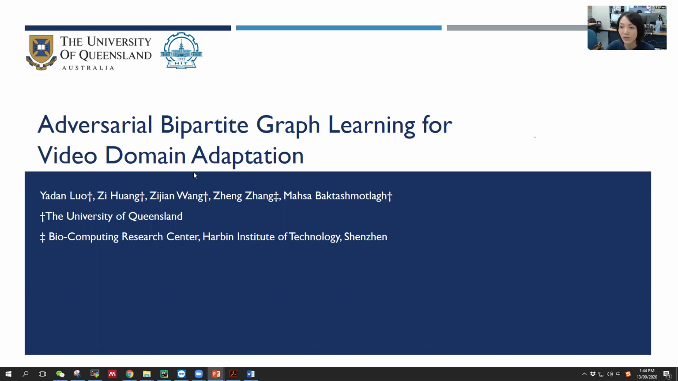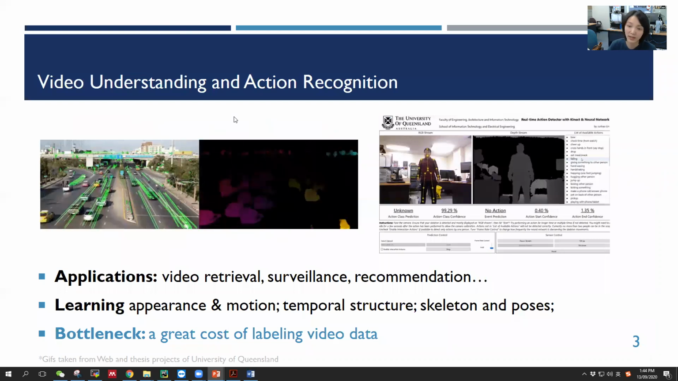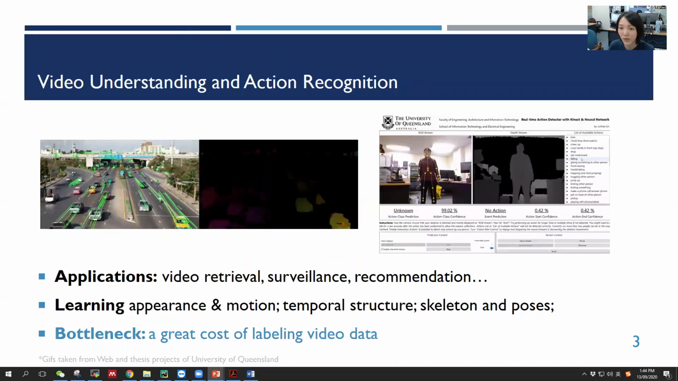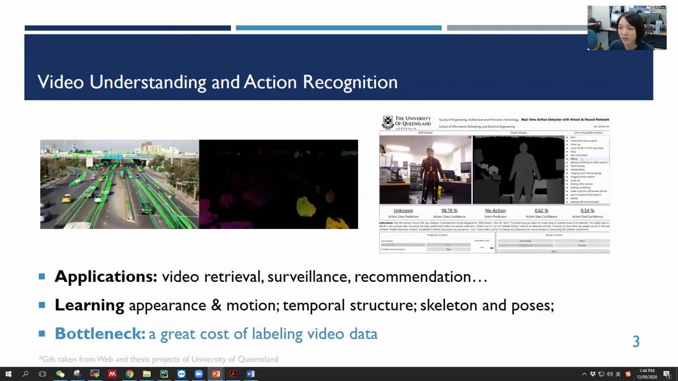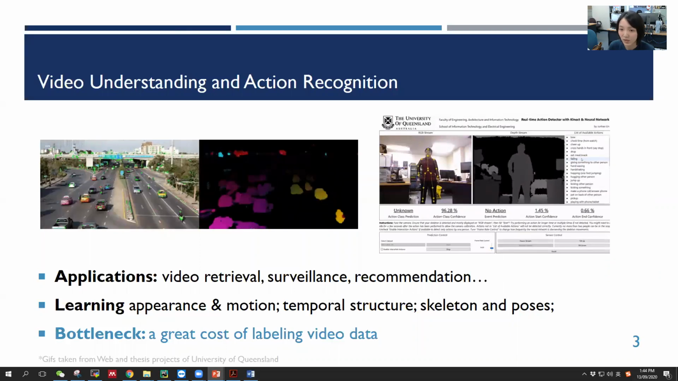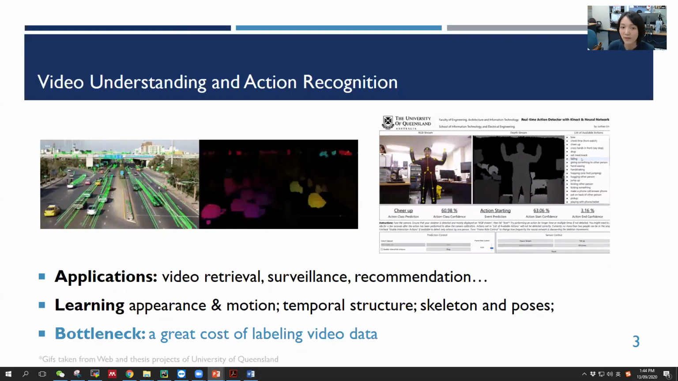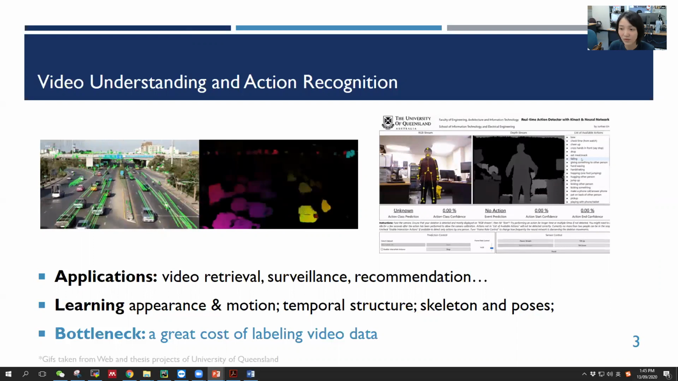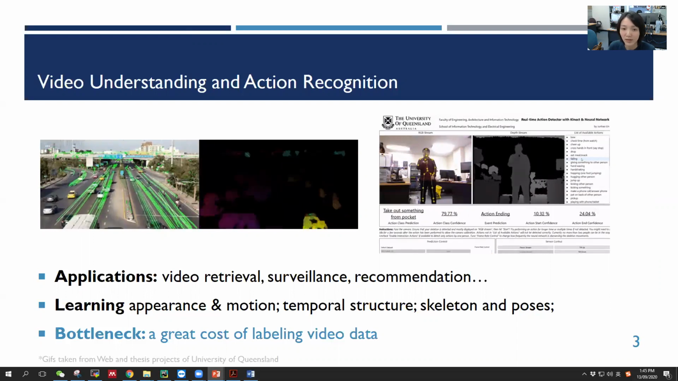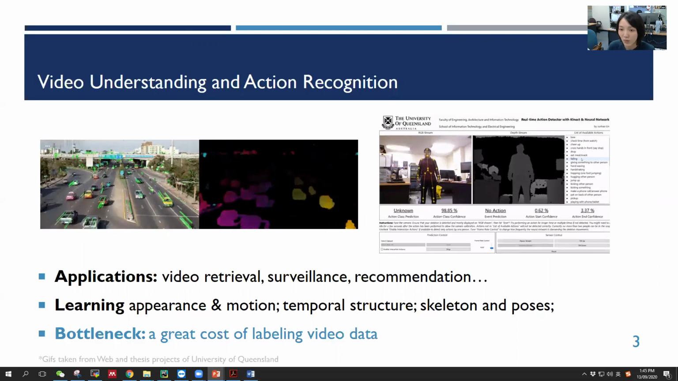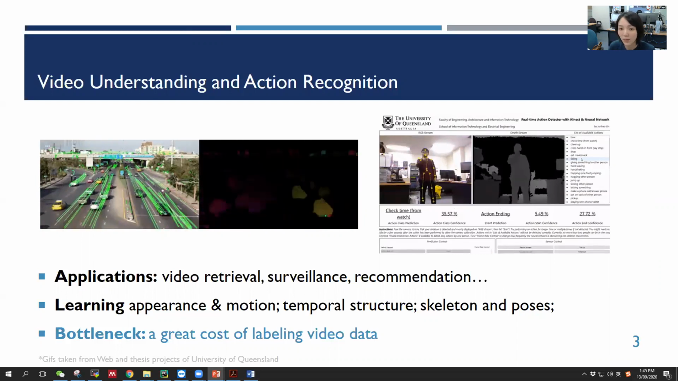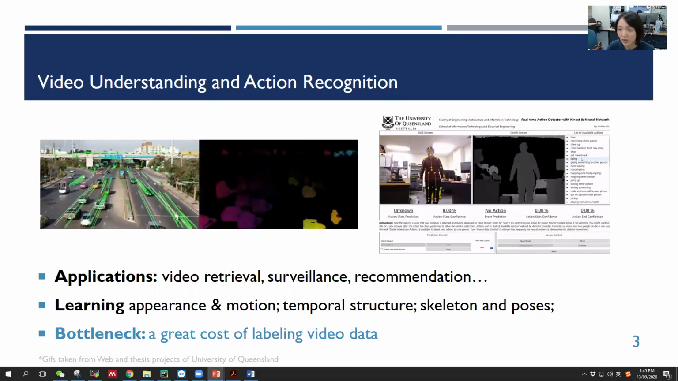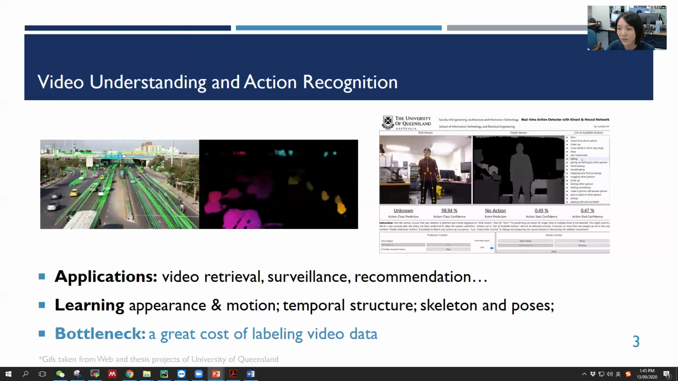So nowadays, with the rapid growth of multimedia streaming and gaming data, understanding human actions and events in videos has become increasingly important, especially for practical tasks like video retrieval, surveillance, and recommendation. Over the past decades, great efforts have been made to boost recognition performance with deep learning for different purposes, such as modeling the appearance and short-term motion, temporal structure modeling, and human skeleton pose embedding. While effective, those deep learning techniques enable machine recognition at a great cost of labeling large-scale video data.